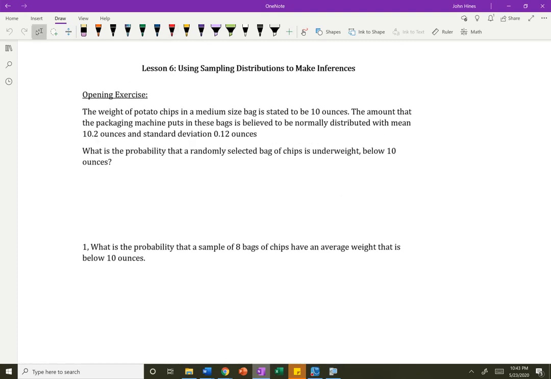Hi everybody, so in this lesson we're going to use the sampling distributions which we talked about in the previous lesson to make some inferences, to make some predictions, some guesses. So let's review what we did in the beginning of the statistics unit here.